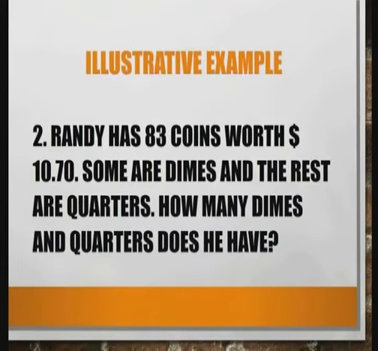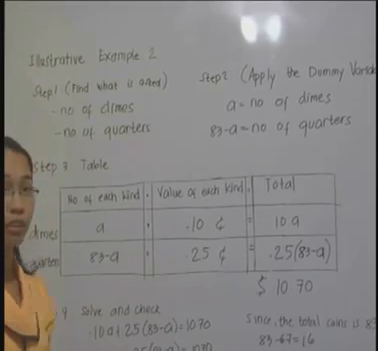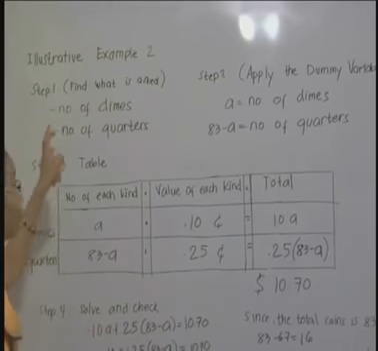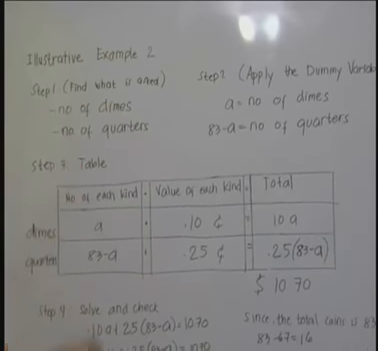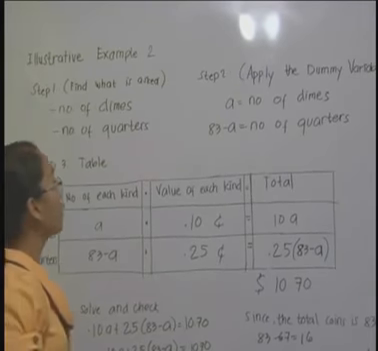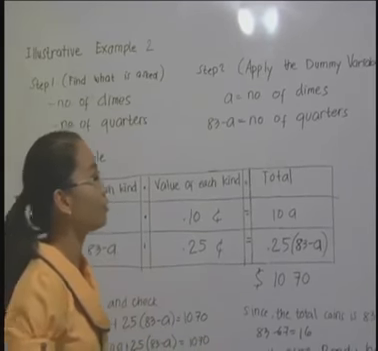Illustrative example number 2. Randy has 83 coins worth $10.70. Some are dimes and the rest are quarters. How many dimes and quarters does he have? Step 1, find what is asked: the number of dimes and the number of quarters. Step 2, apply the dummy variable.